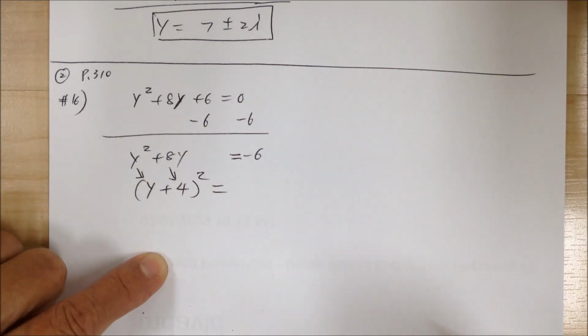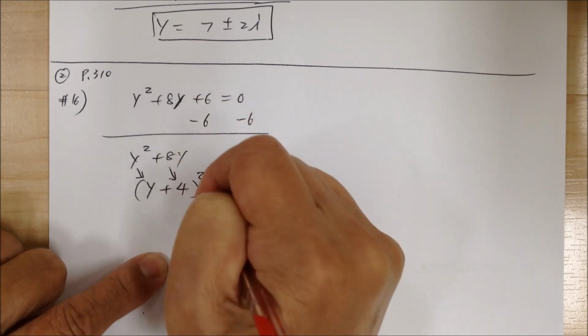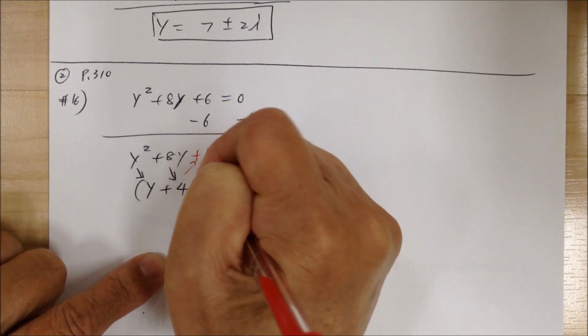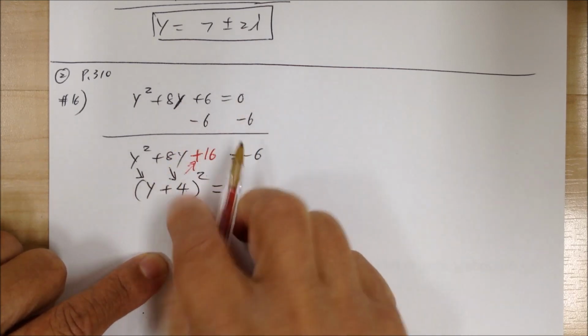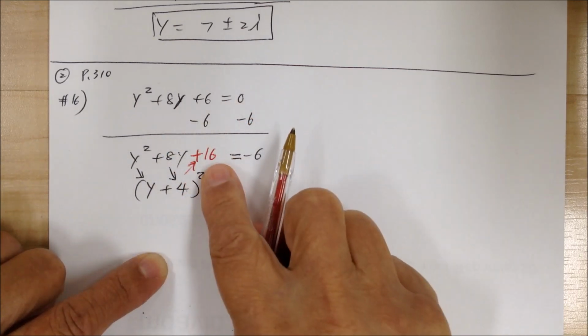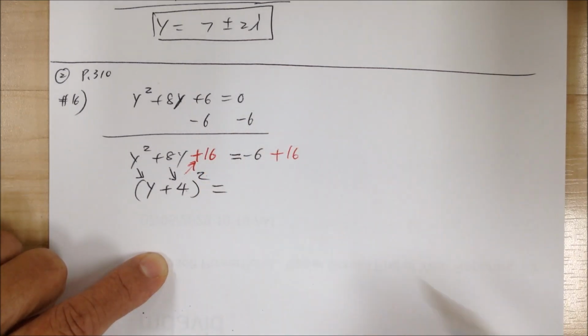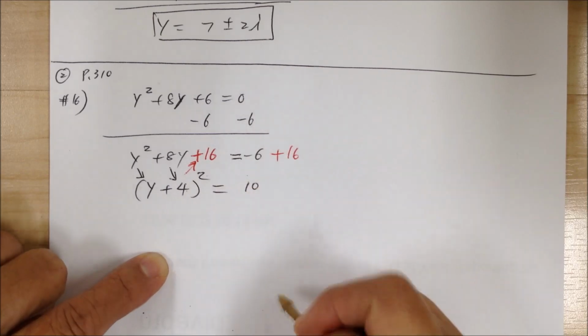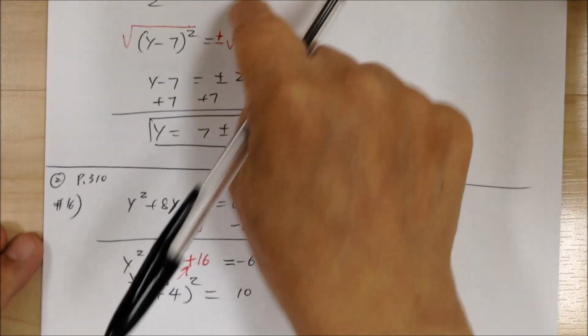Then after that, now you can use this information to figure out your missing number. So 4 squared will give you 16. So your missing number is 16. You need 16 to get a perfect square. Now because you plus 16 on this side, you have to plus 16 on the other side also. So this will give you a net result of 10. So now this becomes this situation.